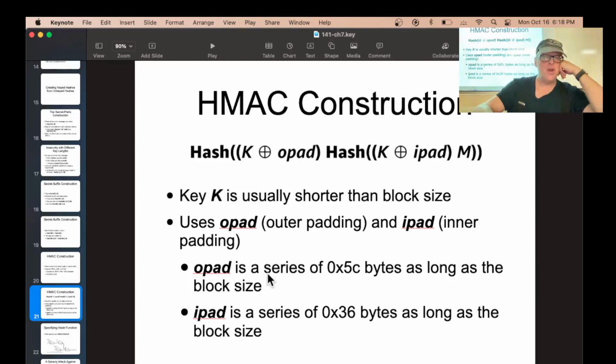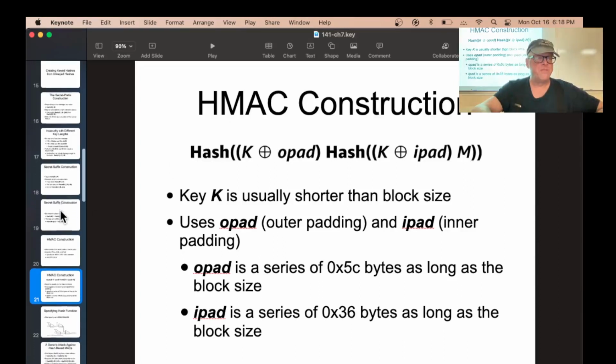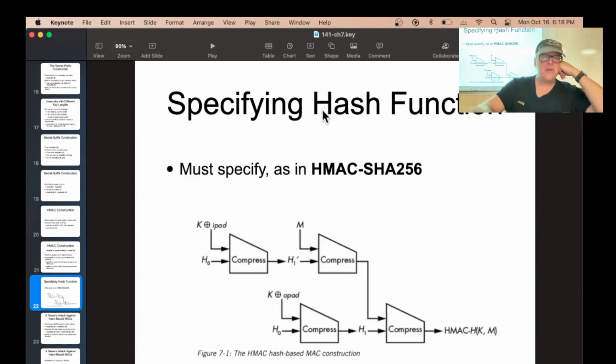This is considered the best system, and the OPAD is just a series of 5C bytes, and the IPAD is just a series of 36 bytes. Not obvious why you choose those particular numbers, but certainly this will have the effect of making it impossible to take this for one message and deduce what it would be for another message without knowing the key, which is the point. All right, so your hash function has to be specified. Well, everything we said so far would work for any hash function, but you would specify, like, SHA-256. You choose one of them, and so you take the key, feed in some original state, H0, that would create H1, then you feed that in with another block of message and compress it, and on you go.